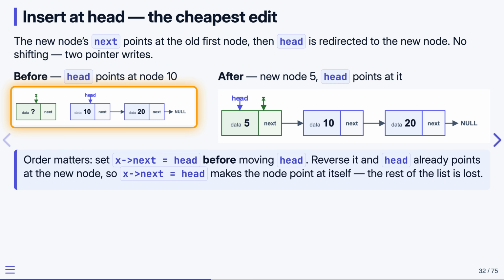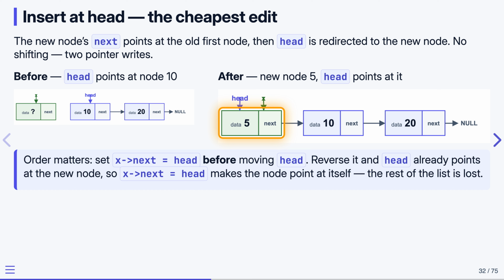Let's insert a new node at the front. On the left is the before picture. Head points at node 10. Node 10 points at node 20, and node 20 ends with null. This is our starting list.